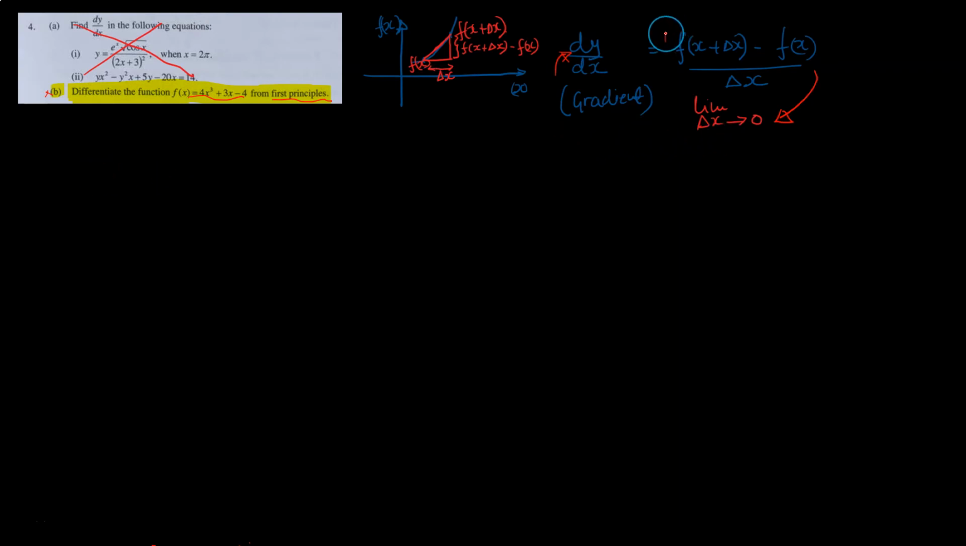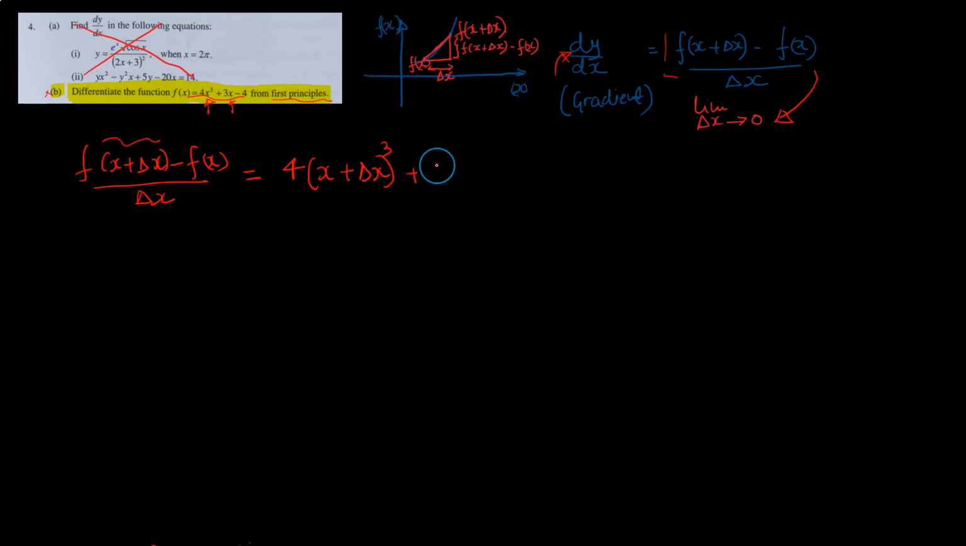So if we just do this part first, so function of x plus delta x minus function of x divided by delta x. Okay, what does this give us? Right, so how do we get this part here? All we have to do is substitute x plus delta x wherever we see x. Okay, so 4, and then we need to do x plus delta x, and then it's a cube, plus 3, and then now instead of x, x plus delta x, and then minus 4.